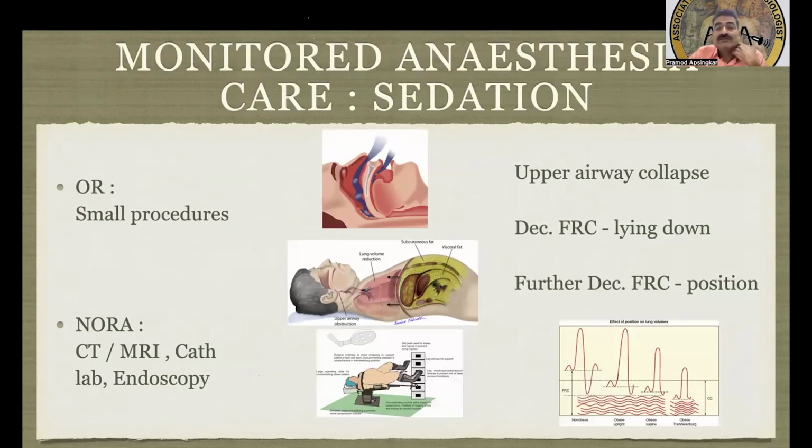Even though I have already told you, even though the surgery is small, the anesthesia for such patients is never a short one. Usually we face such problems for small procedures in NORA conditions, that means CT, MRI, cath lab, endoscopy, because these patients are more prone to upper airway collapse. Even though the surgeon says I will do it in a minute, it's not possible. And if you give something to the patient, there is upper airway collapse, efforts increase, and the patient starts to desaturate.